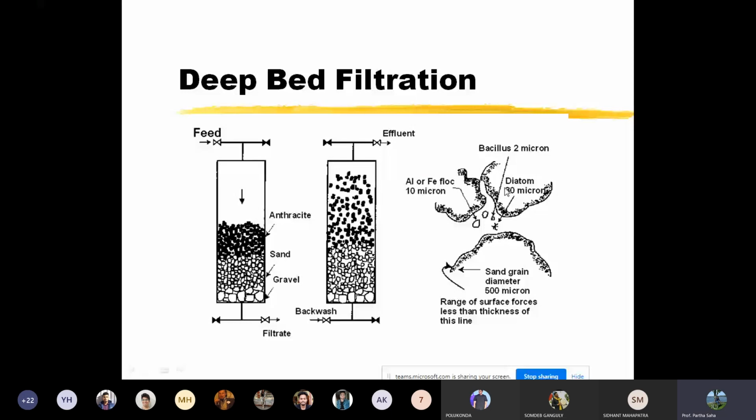This is a bacillus, 2 micron; diatom, 30 microns; aluminum or iron flux, 10 micron. Okay, sand grains, which are 500 microns. So what happens when the particles are very fine? They will go to the surface, and then you can use some sort of collecting agent, some xanthates, which are available. The xanthate can be used to collect the particles.